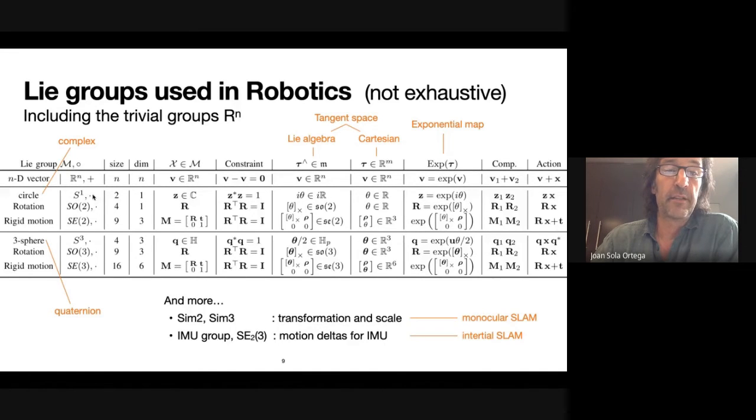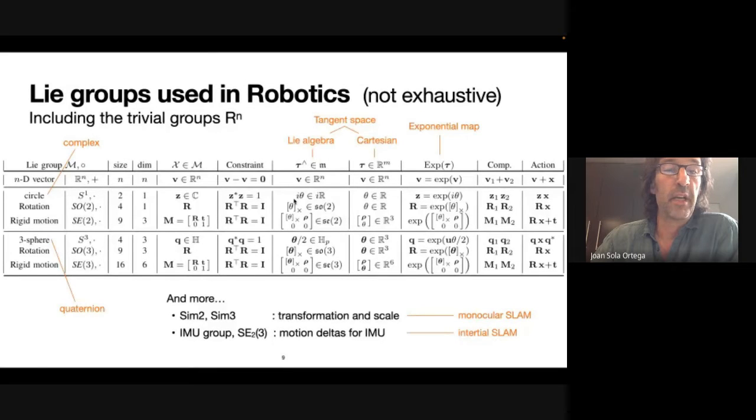It's for rotation vectors in 2D. Okay, they have a number of properties. The elements are Z in the complex numbers. The constraint is Z conjugate Z equal 1. The elements of the Lie algebra, we will present what this is, are imaginary numbers. The exponential map, wow, we will also explain this today. Composition is the product of complex numbers, and the action is the product of one unit complex number times a regular complex number that we interpret as a vector.